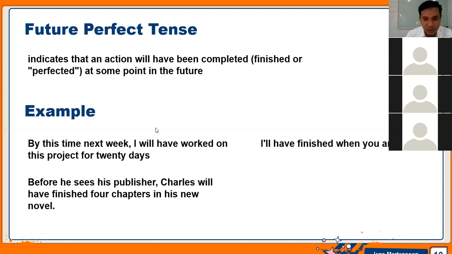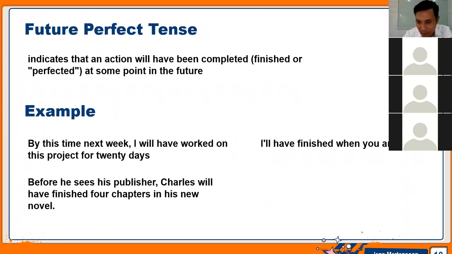Okay, so then the next is, I will have finished when you arrive. Okay, if you come to my house, I will have finished my task when you arrive. I'm working now, but when you arrive at my home, I will have finished. Don't worry, I will have finished when you arrive. Okay. So these are other examples of future perfect tense. Feel free to ask if you have a question, okay?